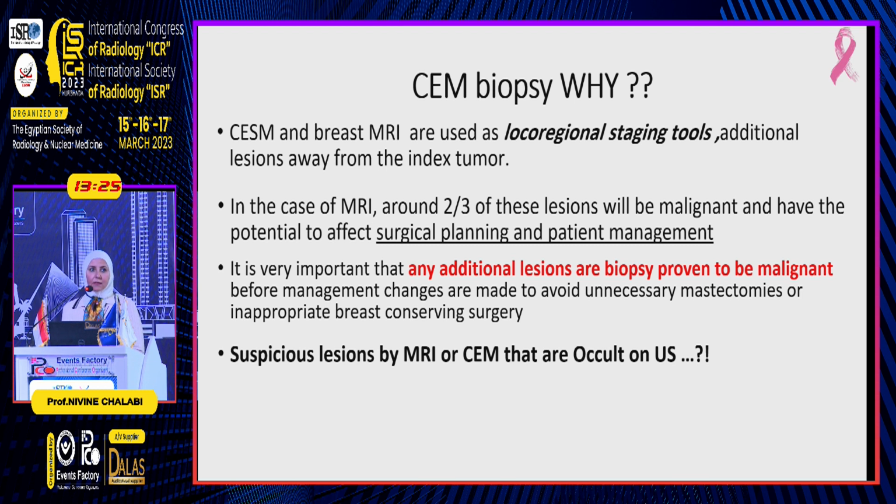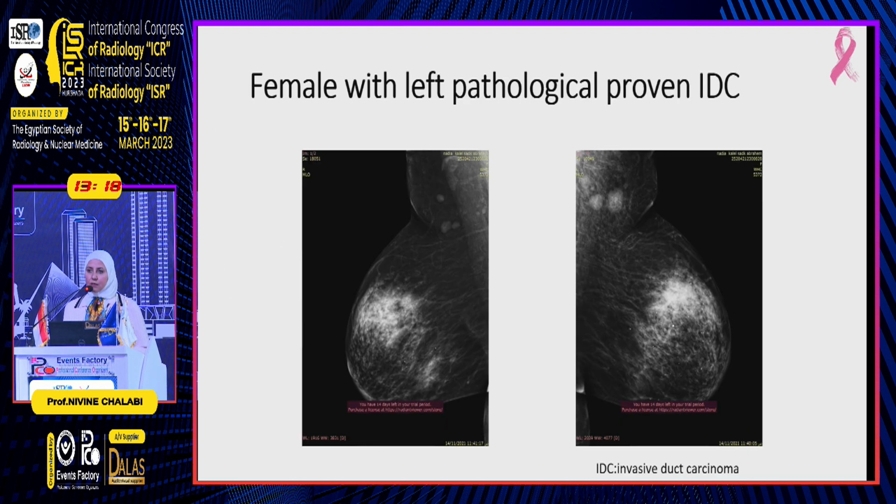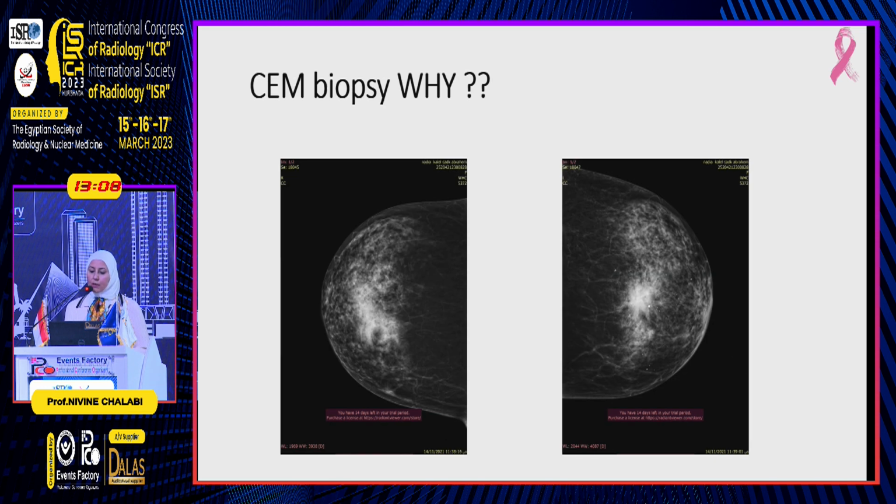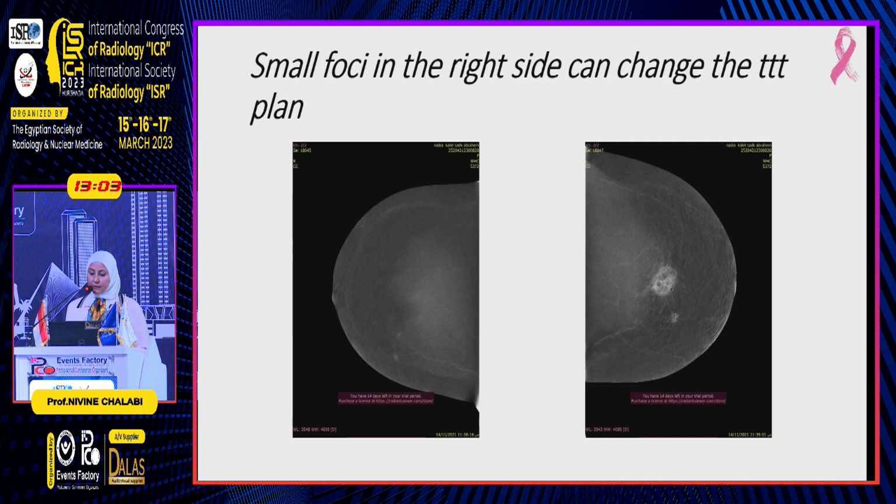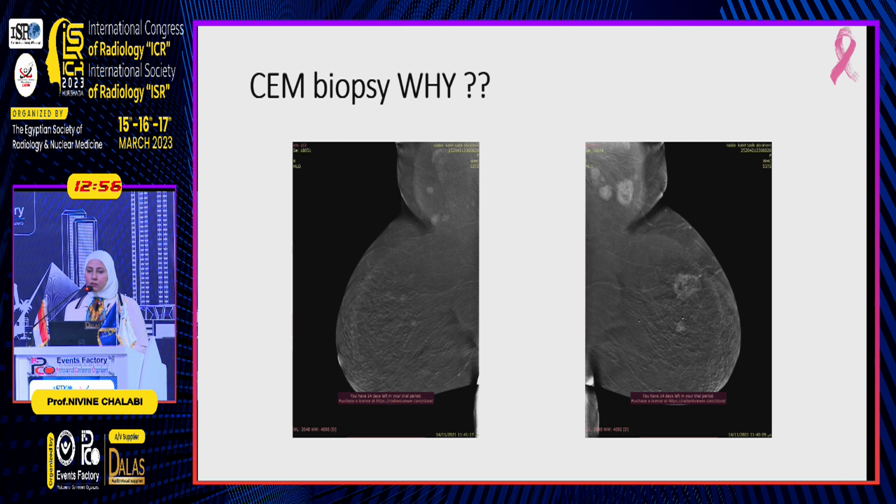What about finding a suspicious lesion by MRI or contrast mammography that is occult on ultrasound? This is an example of the cases that we meet in our everyday practice. Heterogeneously or even extremely dense breast with a left invasive ductal carcinoma. Owing to the breast density, mammography with contrast was indicated. We found the multifocality on the left side and two foci on the right side. We could not find them by ultrasound, and this is a dilemma that we meet every day.